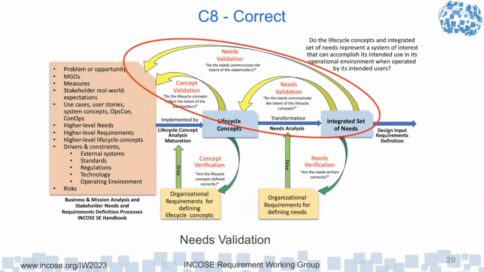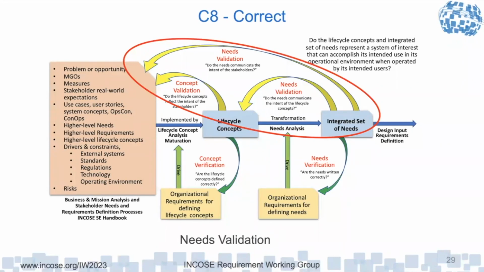So the problem or opportunity that was defined at the business level, mission goals, objectives, and measures defined at the mission level, stakeholder real world expectations communicated in the form of stakeholder needs or stakeholder requirements, use cases, user stories, system concepts, ops, higher level requirements allocated to your system.